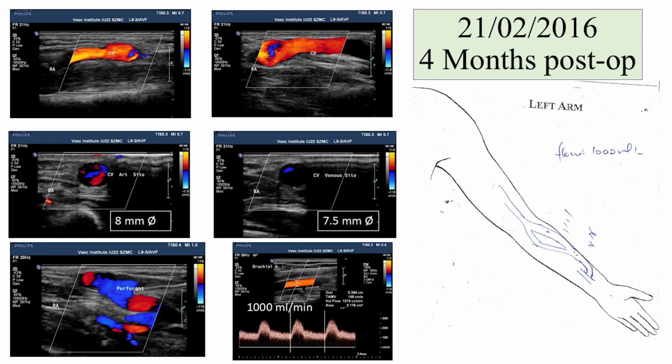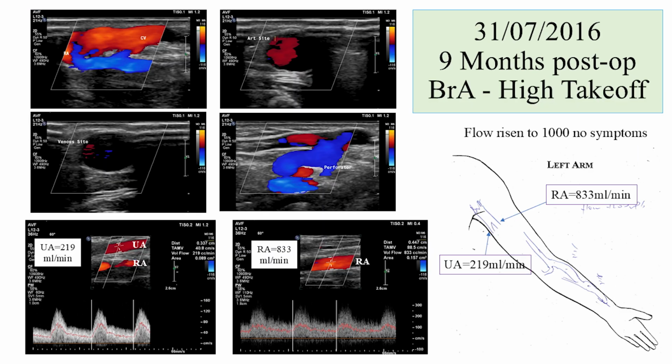Four months post-op, the patient is doing well. The cannulation size is around 8 mm, and the flow rose to 1 liter per minute. Eight months post-operative, in July 2016, you can notice the brachial artery high takeoff in the axilla.